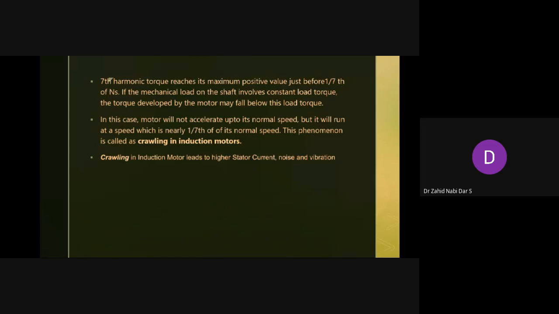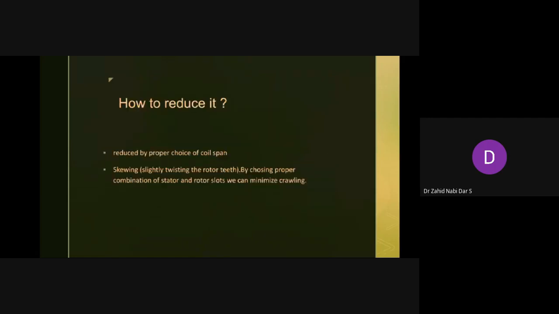But we want the motor to run near synchronous speed, not at 1 by 7th of the synchronous speed. Then it is known as crawling. If crawling happens, we will get noise and vibration and a higher stator current. It can be reduced by proper choice of coil span. Means we can short pitch the coil if the span is less than 120 degrees between two adjacent poles. Then we can reduce it.